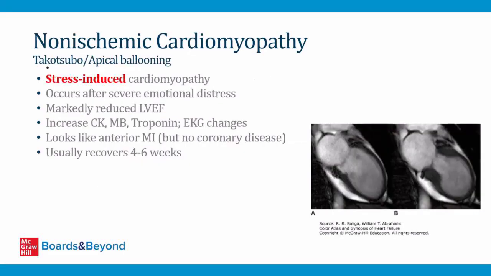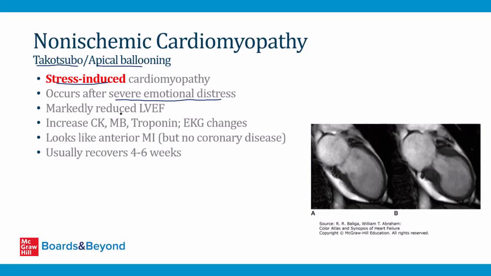Another form of non-ischemic cardiomyopathy is called Takotsubo cardiomyopathy. It also goes by the name of apical ballooning. This is a stress-induced form of cardiomyopathy. It's brought on by severe emotional distress. Often it's the death of a loved one. I've seen it in patients who had the death of a pet, but there are many, many severe emotional distressors that have been described as leading to this cardiomyopathy.